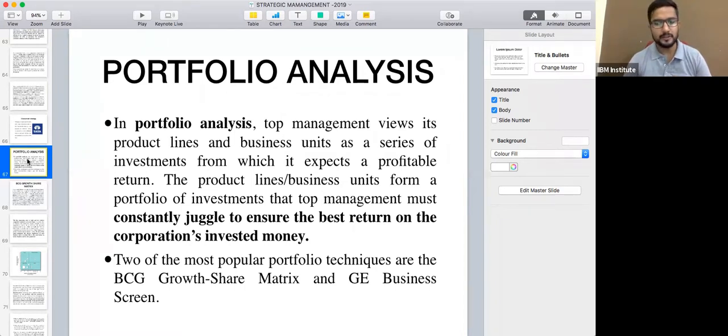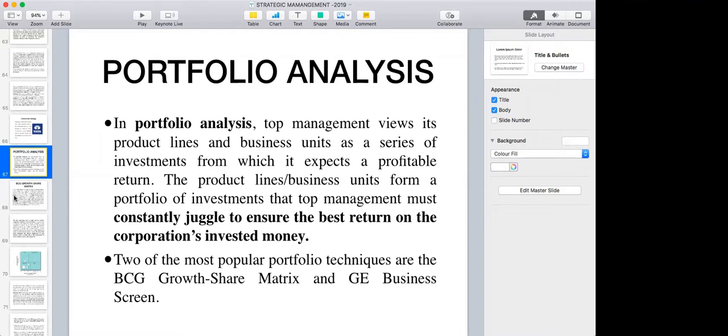Did everyone understand what portfolio analysis is, first of all? Yes, sir. Perfect. Thank you so much, Dheeraj.